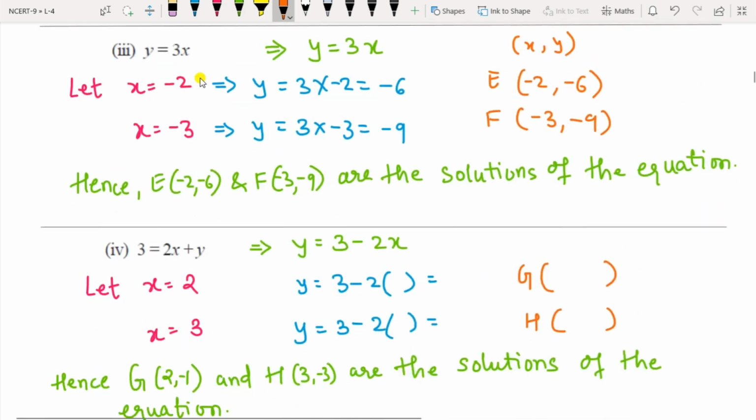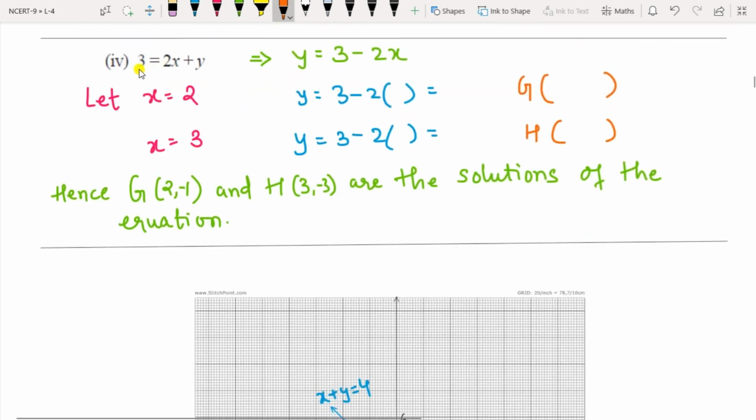Then comes y equal to 3x. So taking x value as minus 2 and minus 3, you are getting y as minus 6 and minus 9 respectively. So these are the solutions for the given equation y equal to 3x.